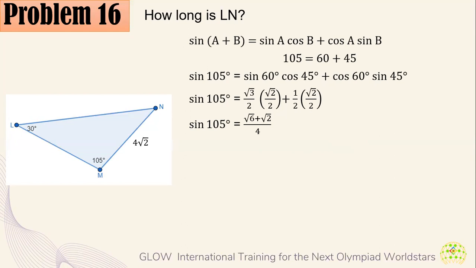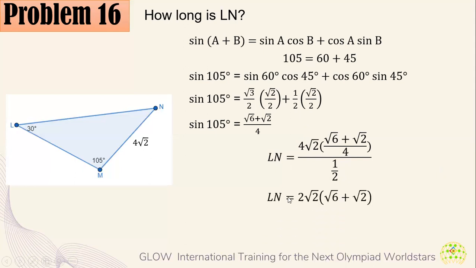Okay? So, since we have now the value of sine 105 degrees, we can now substitute it to the given form earlier. So ln is 4 square root of 2 times square root of 6 plus square root of 2 all over 4, all over 1/2. You could see that the 4 divided by 4 here becomes a 1. And if you divide by 1/2, you just simply multiply by 2 to the expression in the numerator.